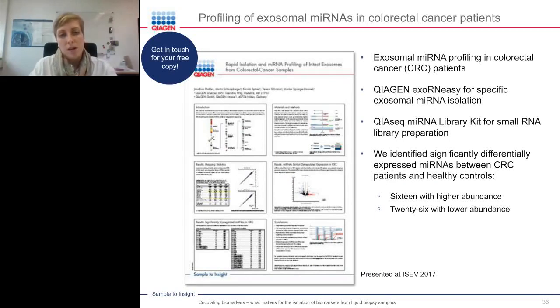If you want to get a little bit more information about this technique and how it can be used also in a downstream assay like NGS, we have recently presented a poster at the ISAF meeting this year in Canada, where we are doing exosomal microRNA profiling of colorectal cancer patients using the QIAGEN ExoRNase kit for isolation, and then the QIAGEN QIAseq microRNA library kit for small RNA library preparation. And I'm happy to send you a copy of this one if that's interesting for you.